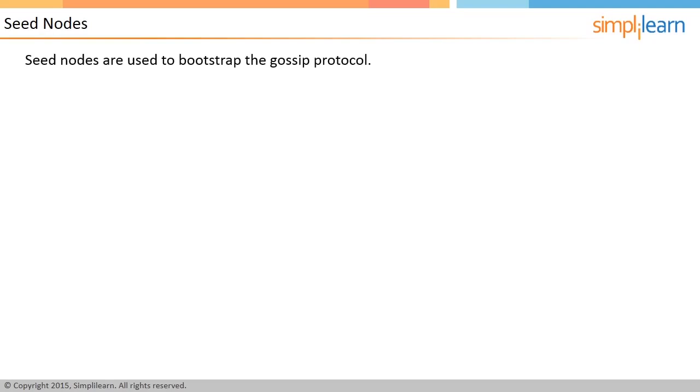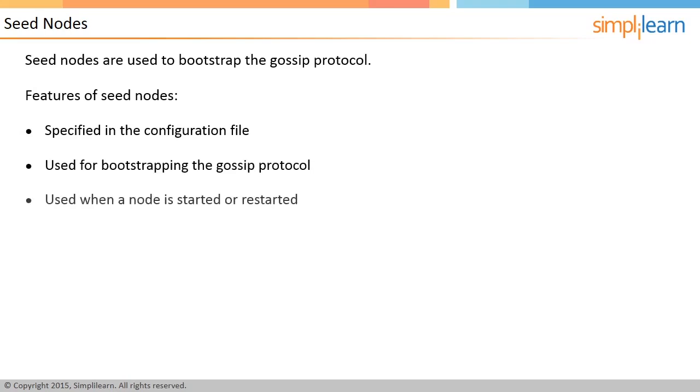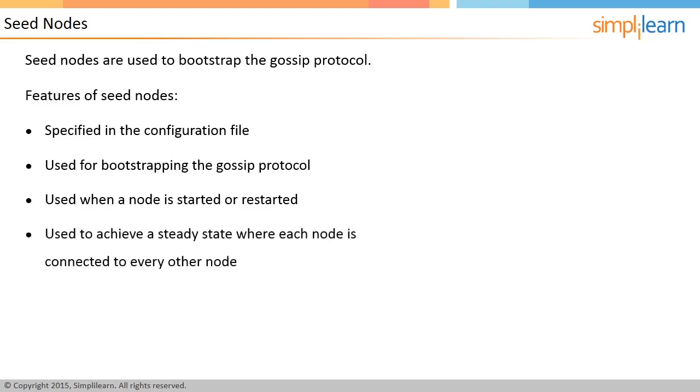Seed nodes are used to bootstrap the Gossip protocol. They are specified in the configuration file cassandra.yaml. Seed nodes are used for bootstrapping the Gossip protocol when a node is started or restarted. They are used to achieve a steady state where each node is connected to every other node, but are not required during the steady state.